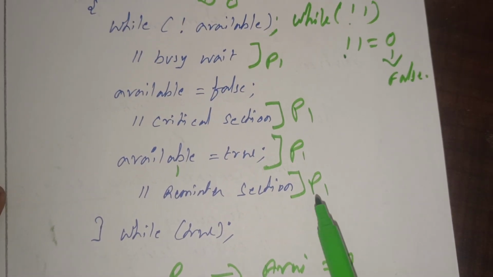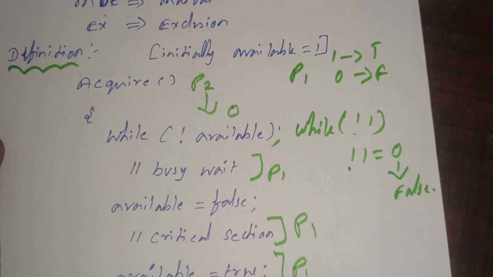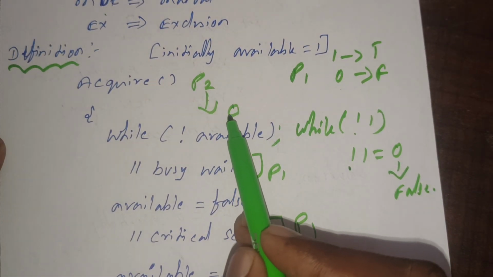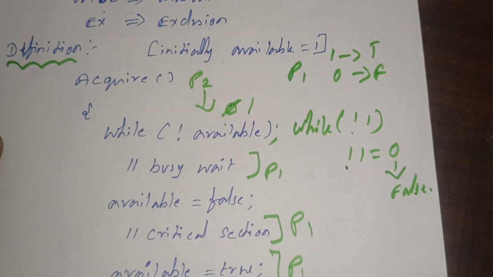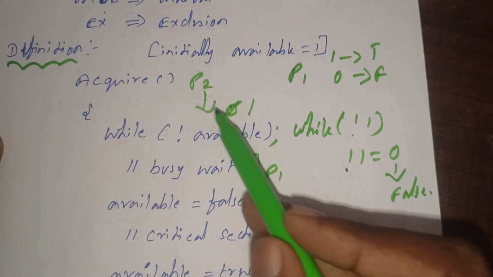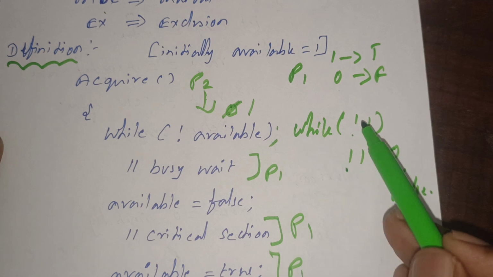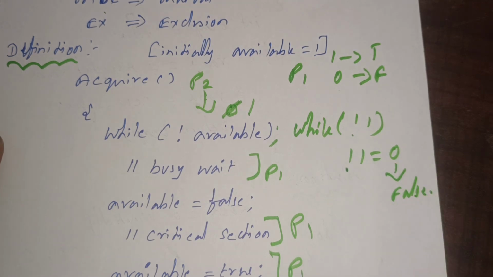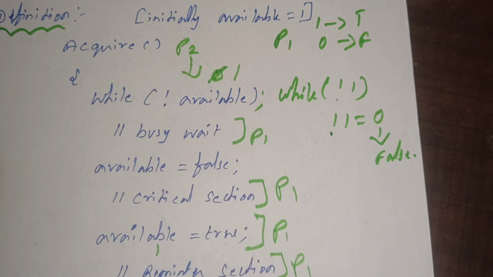So when I am getting outside, I am making this available true. I am making this available again 1, which is actually the initial value. Now P2 gets inside, right? Now P1 has exited, P2 gets inside. It is checking not of 1. While not of 1, that is not of 1 is equal to 0. That means false. Now P2 breaks this condition and gets inside. The same thing P1 did, P2 will also follow.